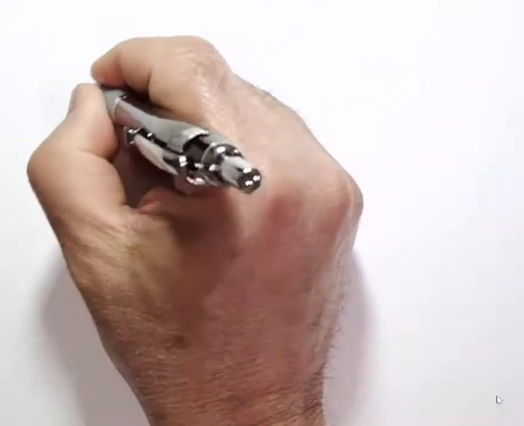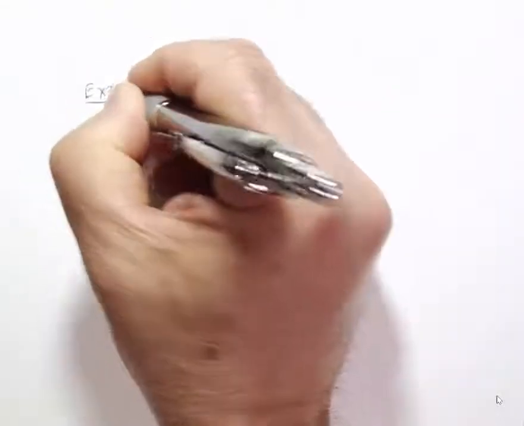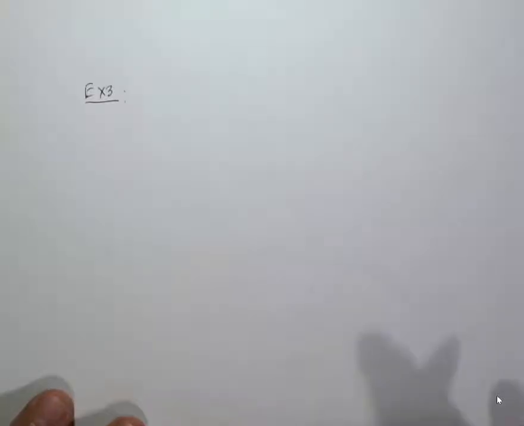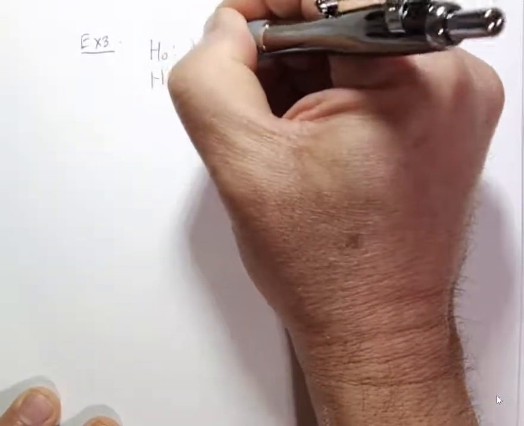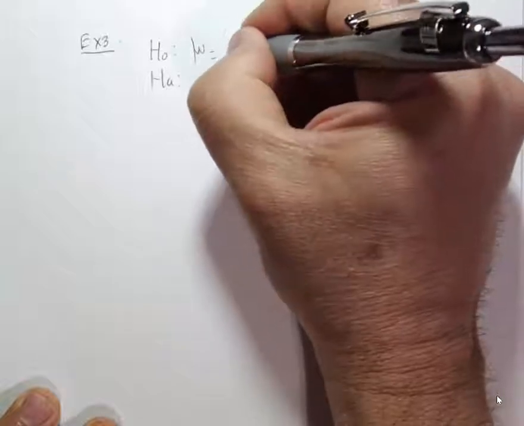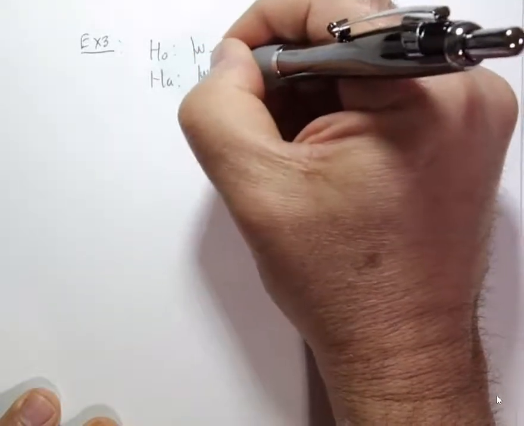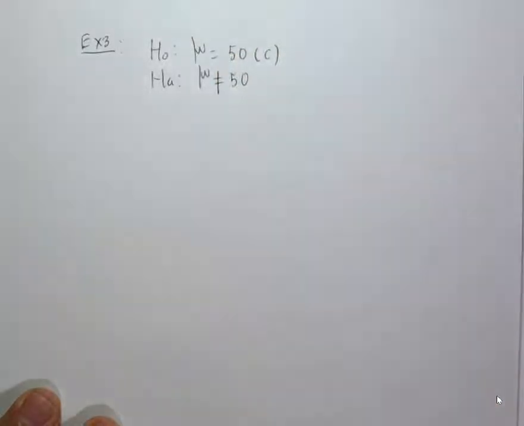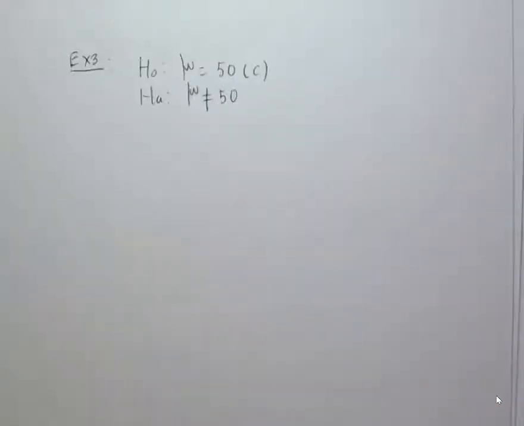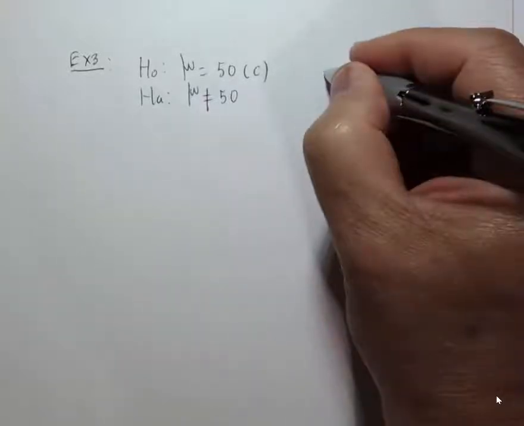Okay, example 3. Let's say, I'll make this up, H0: mu equals 50, Ha: mu not equal 50. I'm going to put the claim in the null hypothesis this time. It could be in the null, it doesn't have to always be in the alternative. Okay, and then you have the data.